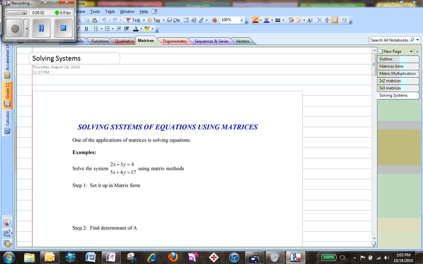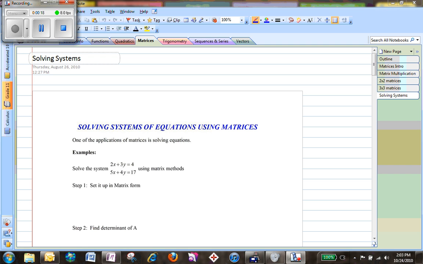Hey everyone, today we're going to solve systems of equations, and this time we're going to use matrices. In the past, we've been able to graph two lines and find their point of intersection. We've been able to solve by substitution and by elimination. Using matrices is a new way to do it.